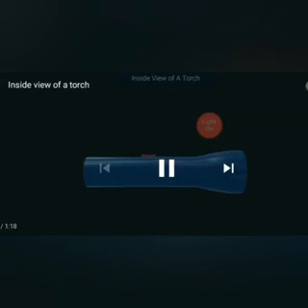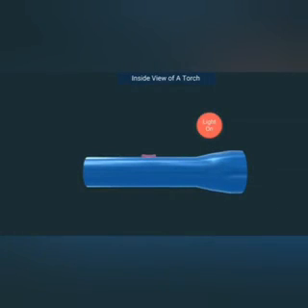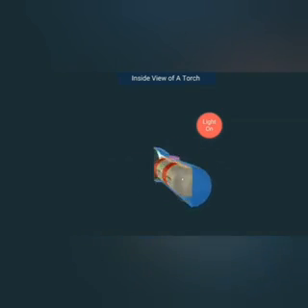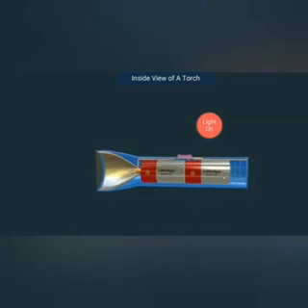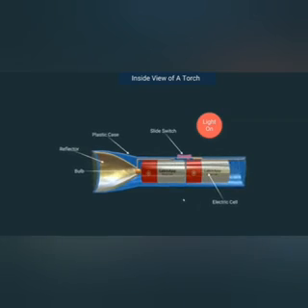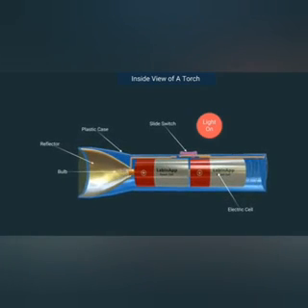Do you know how a torch works? Let us study. We have studied the electric cell, torch bulb, and a simple switch. A torch uses these components. Here we can see that the torch consists of electric cells, a torch bulb, wires, a switch, and a reflector.